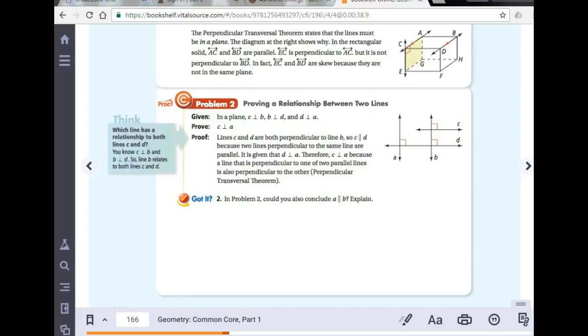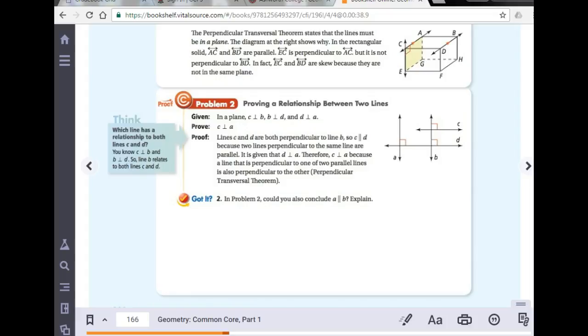Therefore, C must be perpendicular to A, because a line that is perpendicular to one of two parallel lines is also perpendicular to the other. So what we're saying is, since both of those lines are perpendicular to B, then that means that these lines are parallel. And so if this one's perpendicular to A, then C is going to be perpendicular to A as well. Okay, that's the thinking. That's what they're trying to explain.